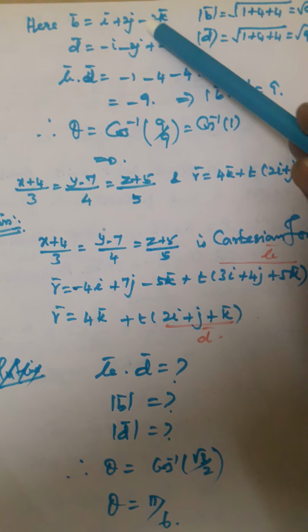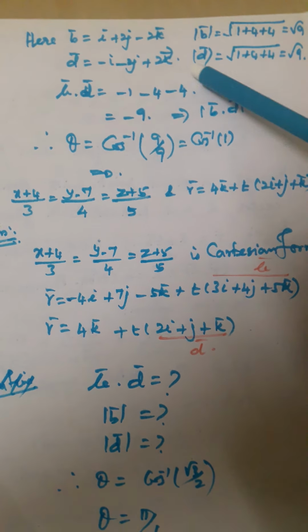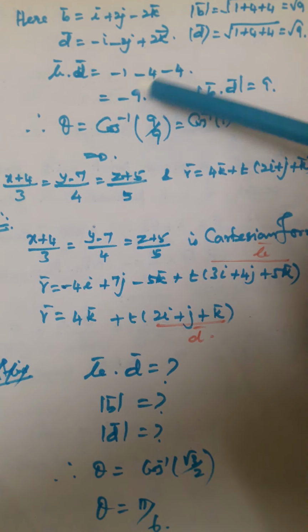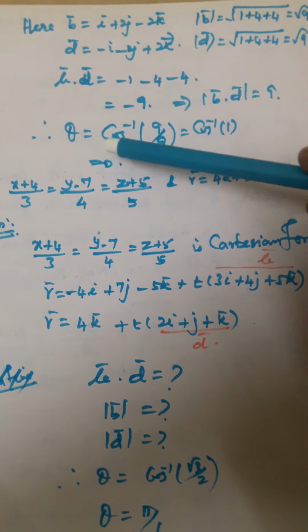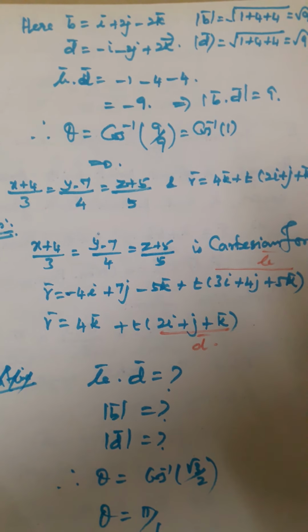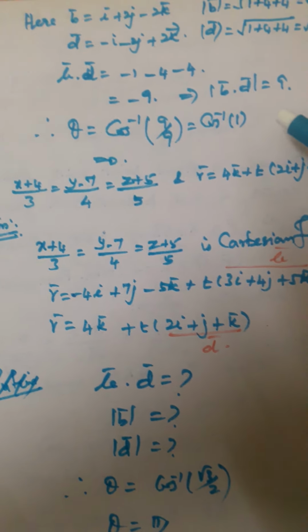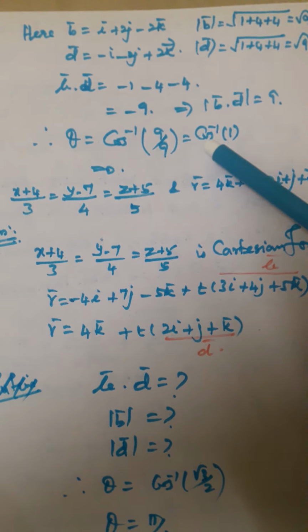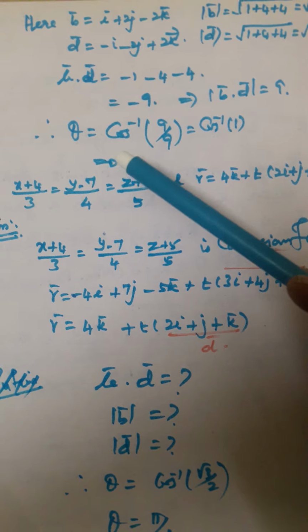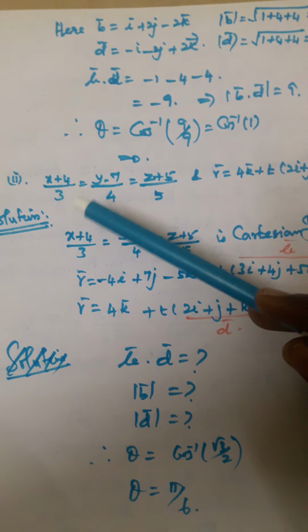So your B vector and D vector are given. The modulus also I found out. The dot product I have given, the modulus. So finally your theta equal to cos inverse of 1. Your trigonometric values you should know. Sometimes it will confuse you. So for the first question I have given you the answer. Cos inverse of 1, your answer is 0. Okay. The second question, that's it.